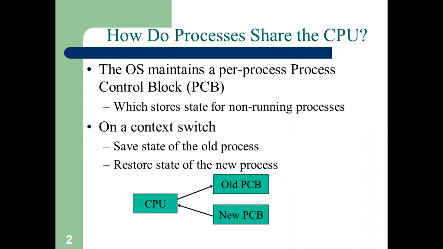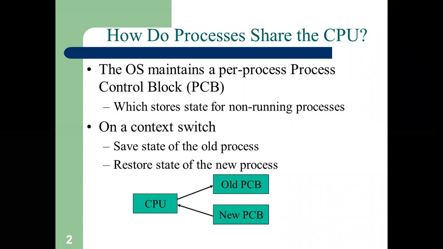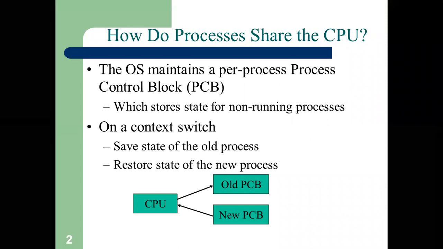Now you can see here the interaction with the CPU, the central processing unit, and how it is connected with the old PCB and the new PCB. PCB means process control block. For the new process, here you can see it is going to interact with the CPU, and for the old PCB, after execution, you maintain the record of the already run process.